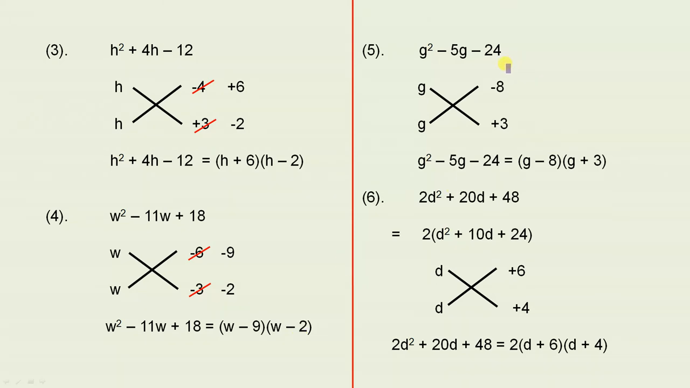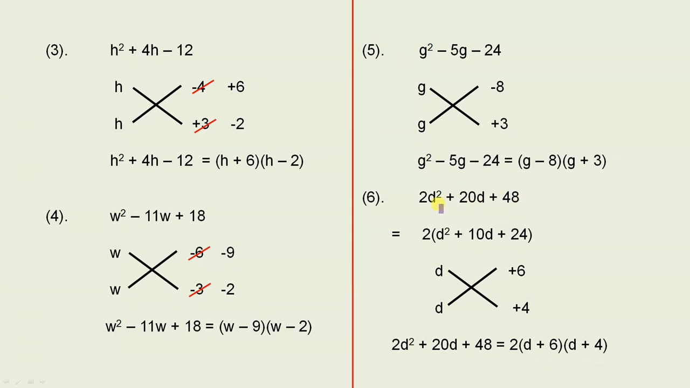The next one. The factors of g squared are g and g. For minus 24, we can try minus 8 and plus 3. Sometimes we can get the answer the first go, but let's check if it's correct. Minus 8g plus 3g is minus 5g, so that is correct. So the factorisation of that is g minus 8 times g plus 3.